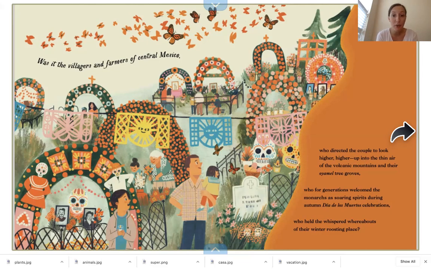So we have a clue here about where the monarchs are going. We see them here in Mexico in autumn or fall for the Dia de los Muertos celebration. But after fall comes winter, and the butterflies migrate or leave in the winter. So where do they go after?